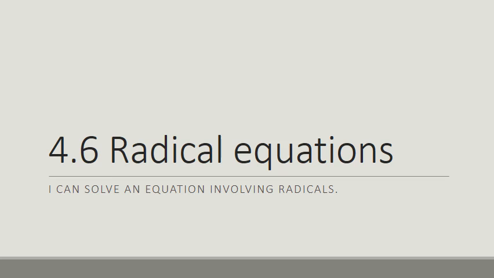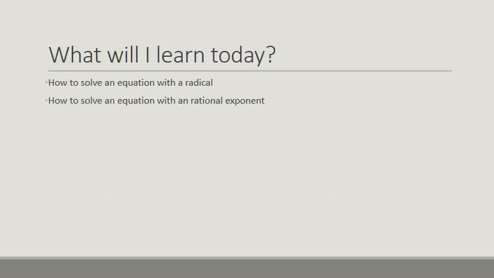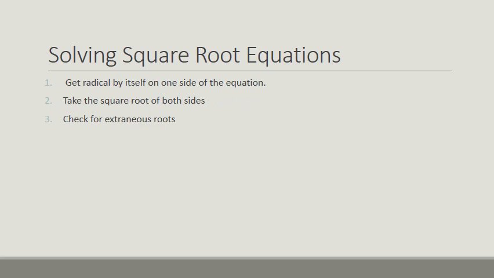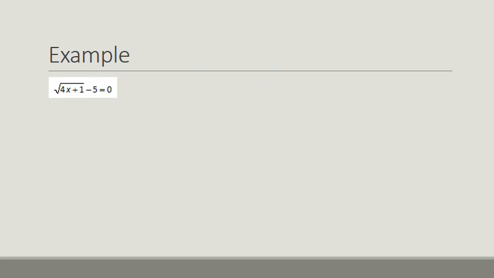Okay, so today we're going to talk about radical equations. Today you're going to learn how to solve an equation with a radical and also how to do it with rational exponents. To solve a square root equation, we want to get the radical by itself on one side of the equation, and then we're going to take the square root of both sides, and we're going to check for extraneous roots.